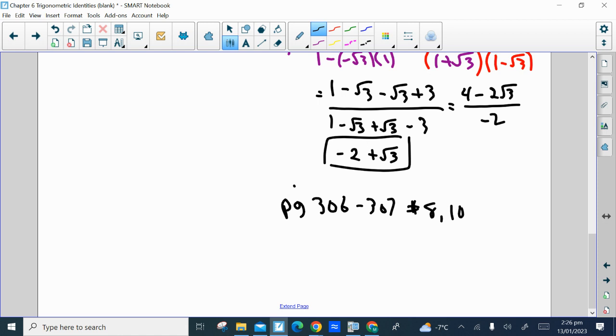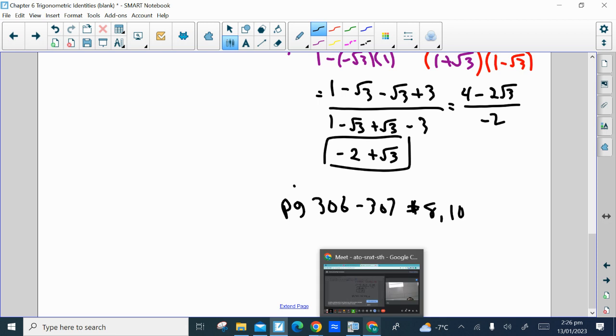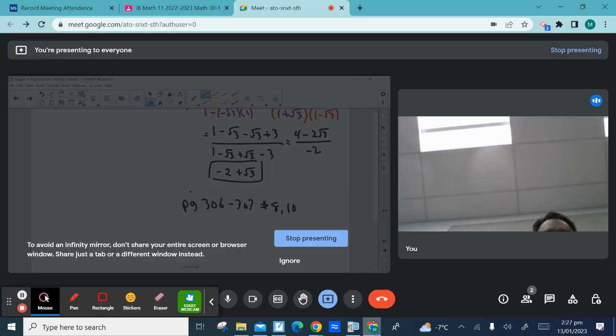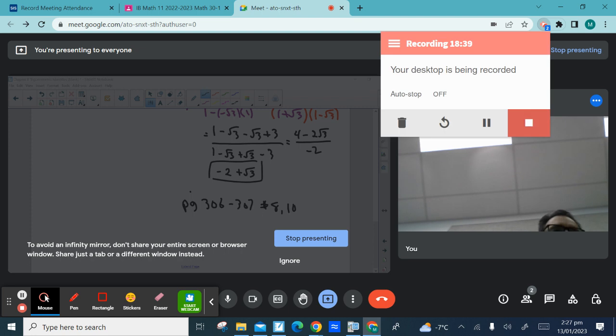So those are the questions that you should work on for practice. Page 306, 307, questions 8 and 10. Not 8 through 10, just 8 and 10. Okay? That didn't hurt too bad, eh?